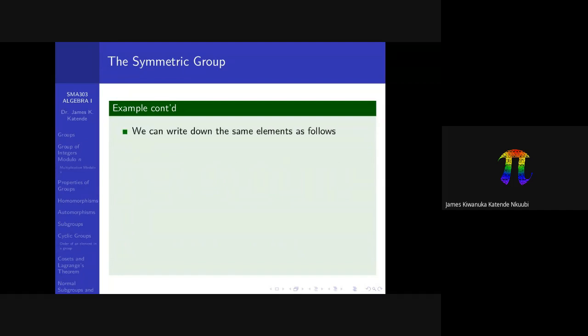So the same elements in S3, we can write them down as follows. The identity element is the one that sends every element to itself. So we just write them in this form. We put brackets and 2 rows. Then the first row will contain the 3 elements. The second row gives where each of the elements is sent by the map. So the identity map sends 1 to 1, sends 2 to 2, and sends 3 to 3.